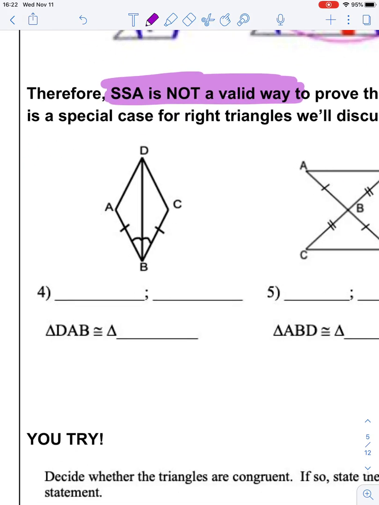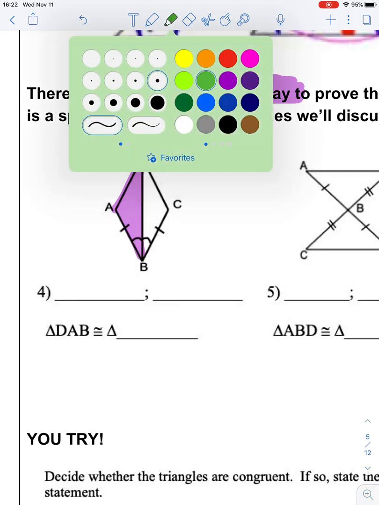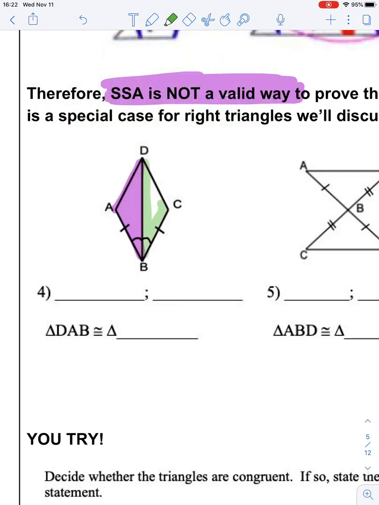So let's look at these pictures of these triangles here. So I have triangle ABD, and I have triangle DBC. So I have these two triangles. I notice that I have side AB is congruent to side CB, and I just mark it on one triangle. I have this angle right here, and I like to highlight it so I can see it. So I have a side, and then I have an angle.